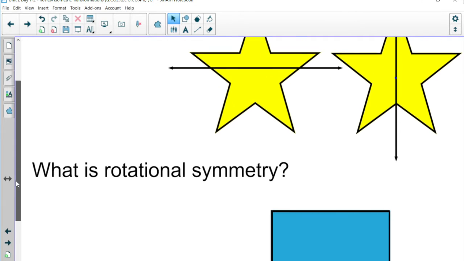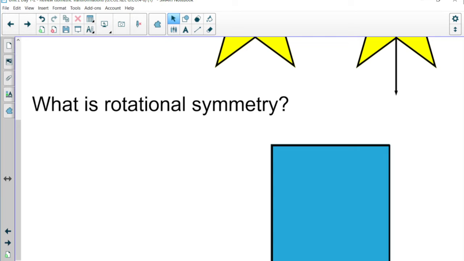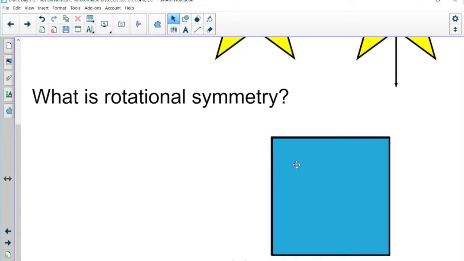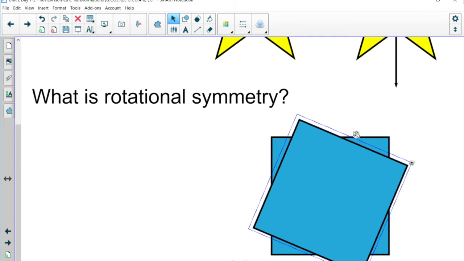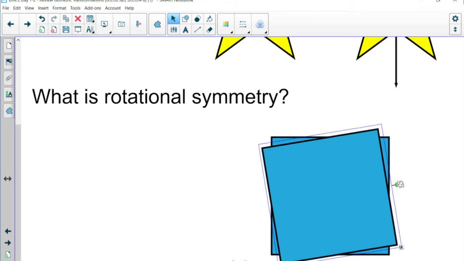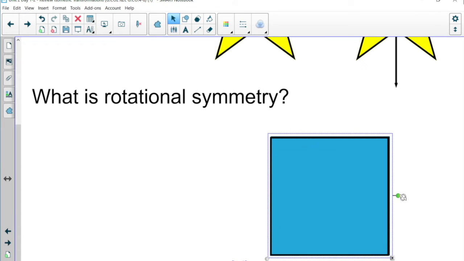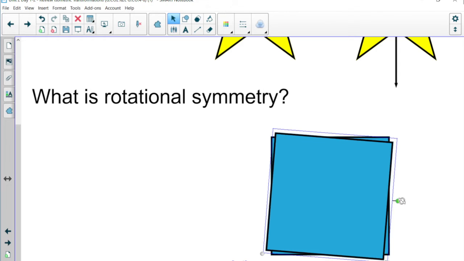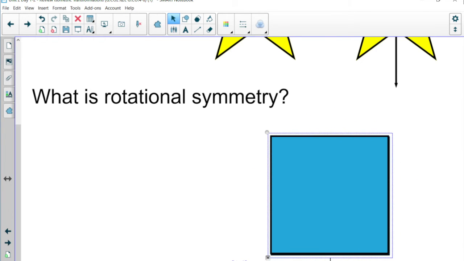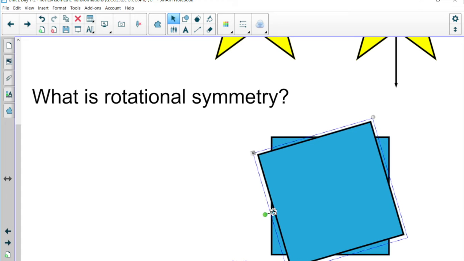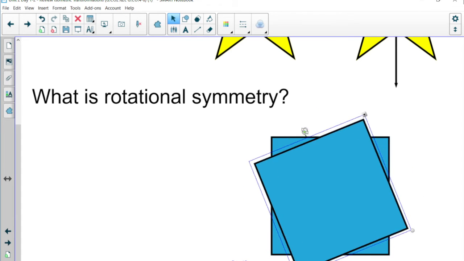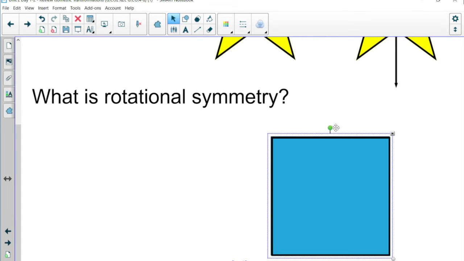Then we have rotational symmetry. The idea behind rotational symmetry is that we look at how far we need to rotate so that the shape looks exactly like it originally did. So if I rotate this once, click, there it is, looking the exact same as how it started. And here it comes again, click, and click, and click, and we're back to where we started.